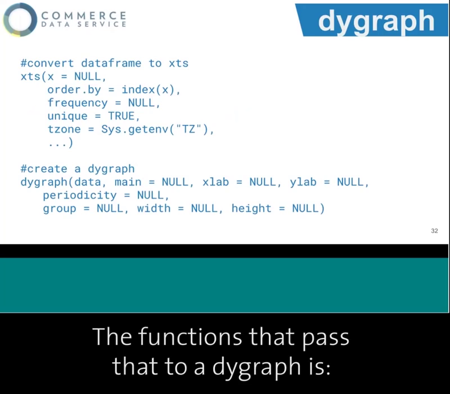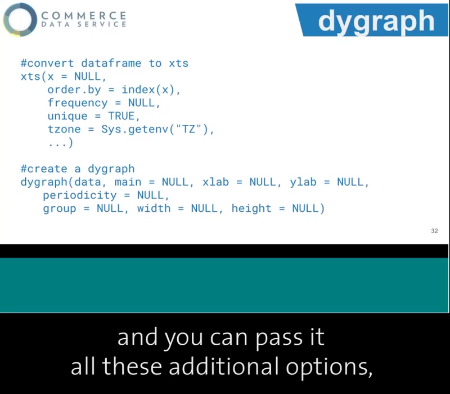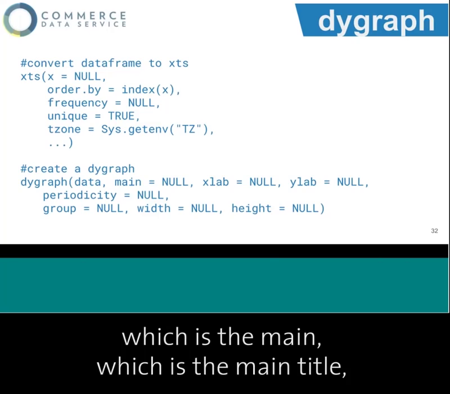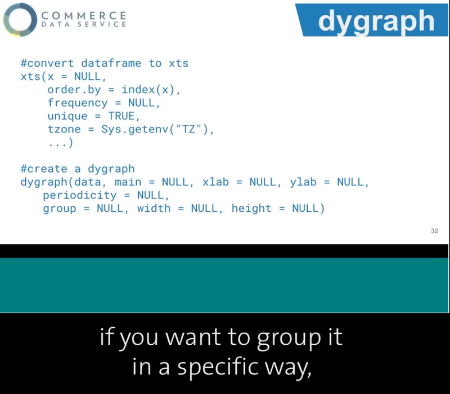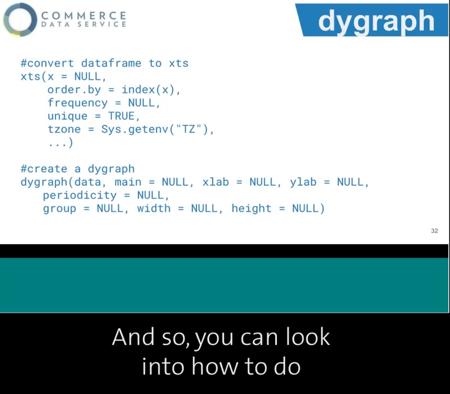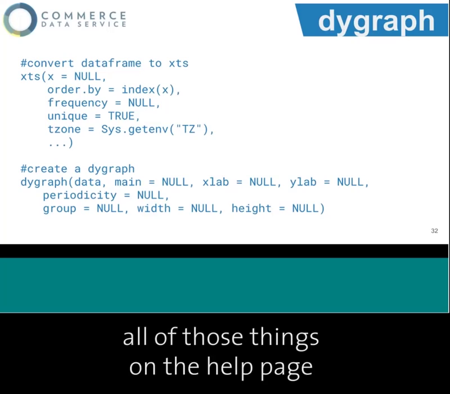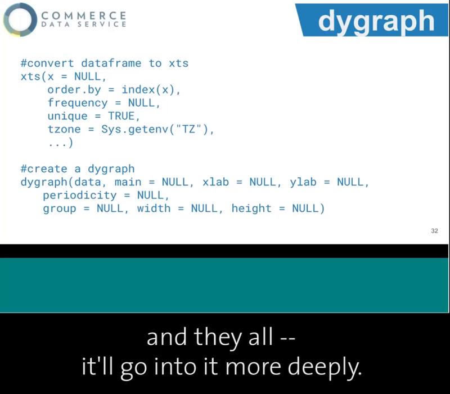The function to pass that to dygraphs is dygraph, the data, which is an xts object. And you can pass it all these additional options, which are the main title, the X label, the Y label, if it has periodicity, if you want to group it in a specific way, and the width or the height of your visualization. You can look into how to do all those things on the help page or on the website for dygraphs. It'll go into it more deeply.